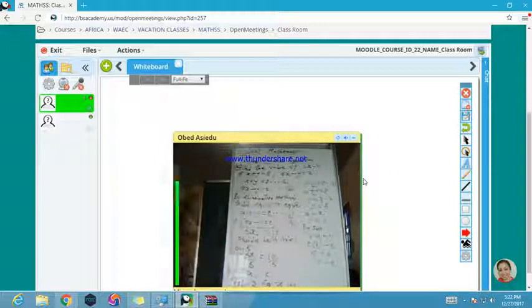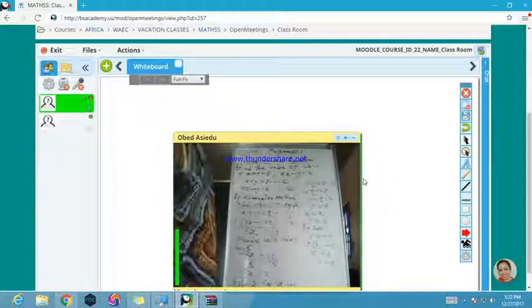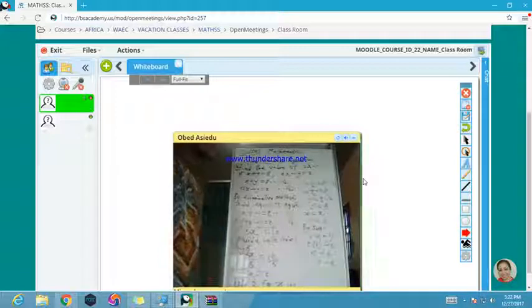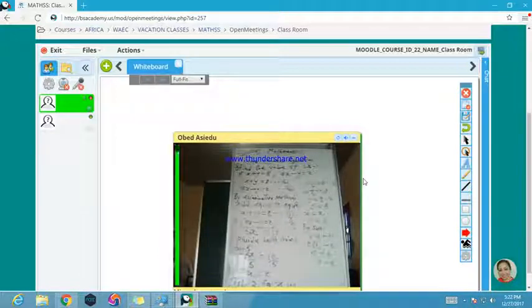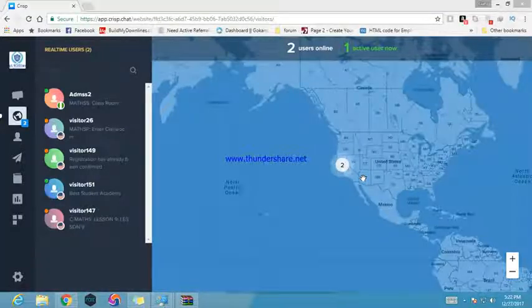Okay, if you have any questions, ask your questions concerning this particular topic that has to do with simultaneous equations. Simultaneous equations are very useful in mathematics and cut across different areas. You can use it in commercial and business mathematics, and even in arithmetic and geometric progression and in sets, to solve problems.